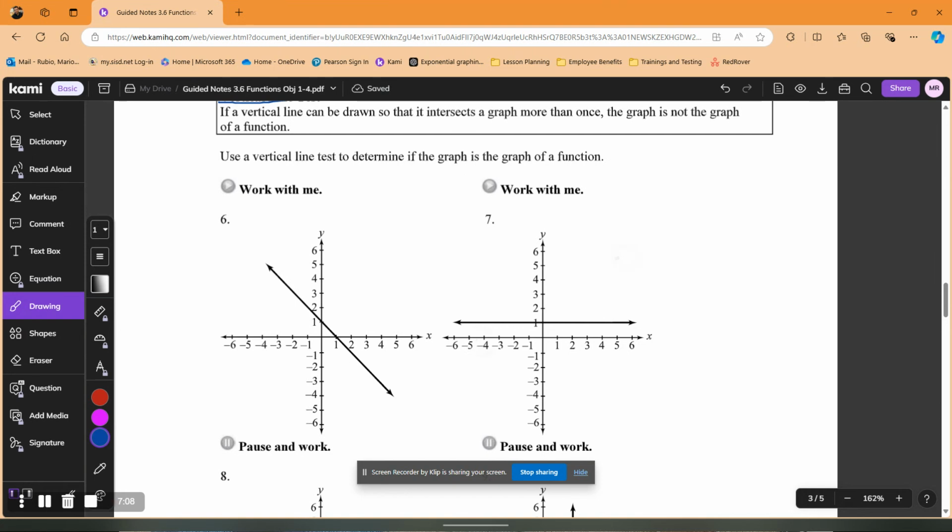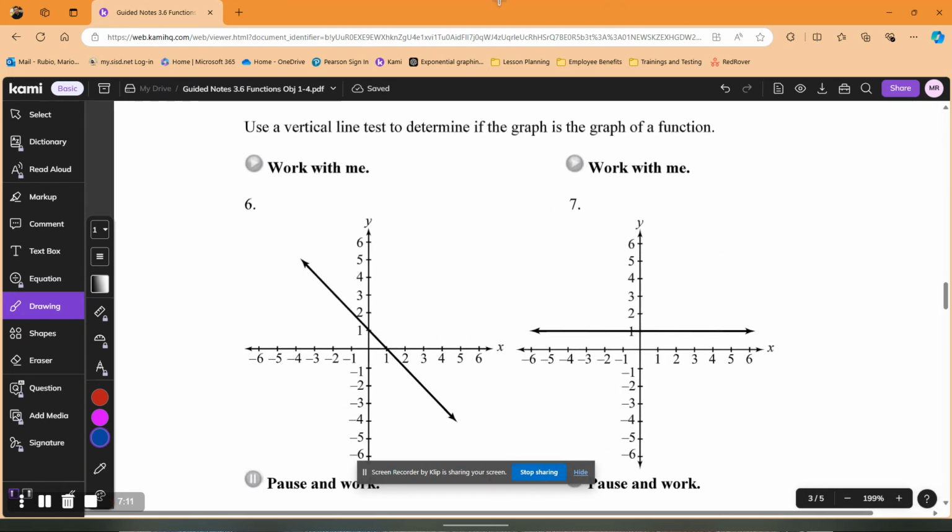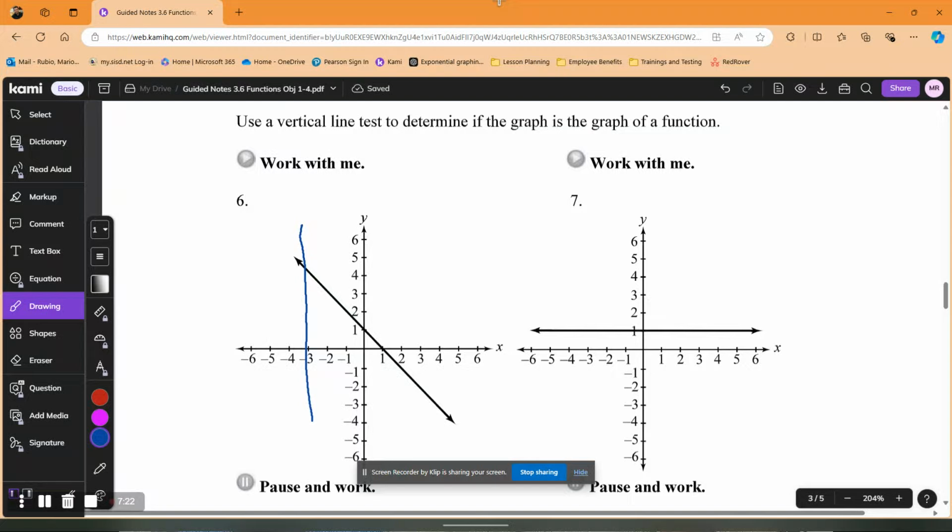So let's take a look at number 6. Basically, here's how it works. If I draw a straight line from bottom to top, or top to bottom, does this blue line that I just drew cross this graph at more than one point? No, it only crosses at one point. If I draw a vertical line at any given point on this graph, does it ever intersect the black line at more than one point? And the answer is no.